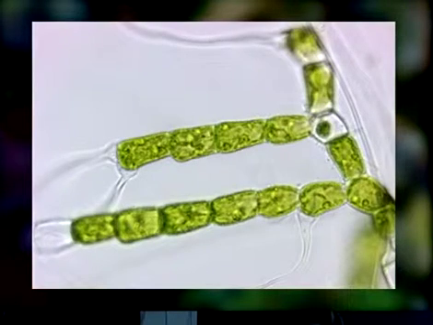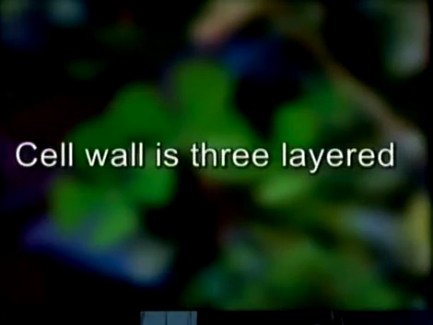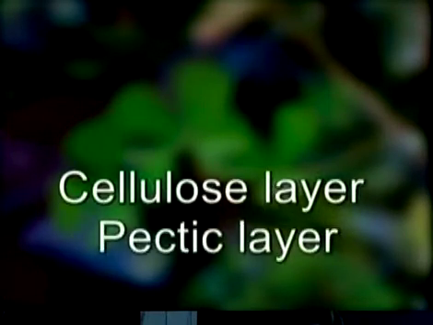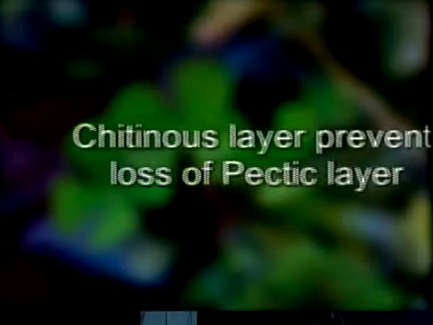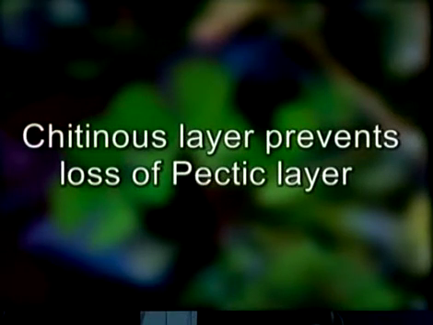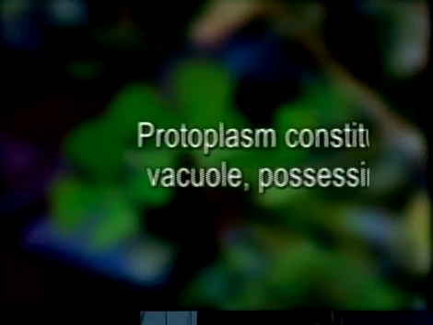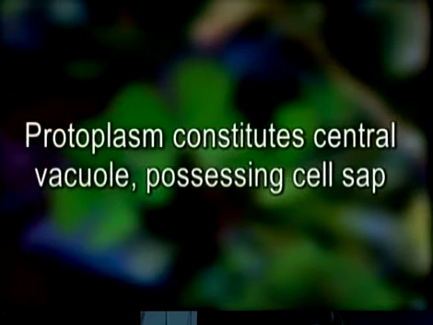The cell structure of Oedogonium is like this. The cell wall is conspicuously or inconspicuously made of 3 layers. The innermost is the cellulose layer, the middle is the pectic layer and the outer is the chitinous layer. The outer chitinous layer prevents the loss of the pectic layer, so the filament looks like a wet thread. Just inside the cell wall there is the cell membrane, and the protoplasm is constituted of a large central vacuole which possesses the cell sap.